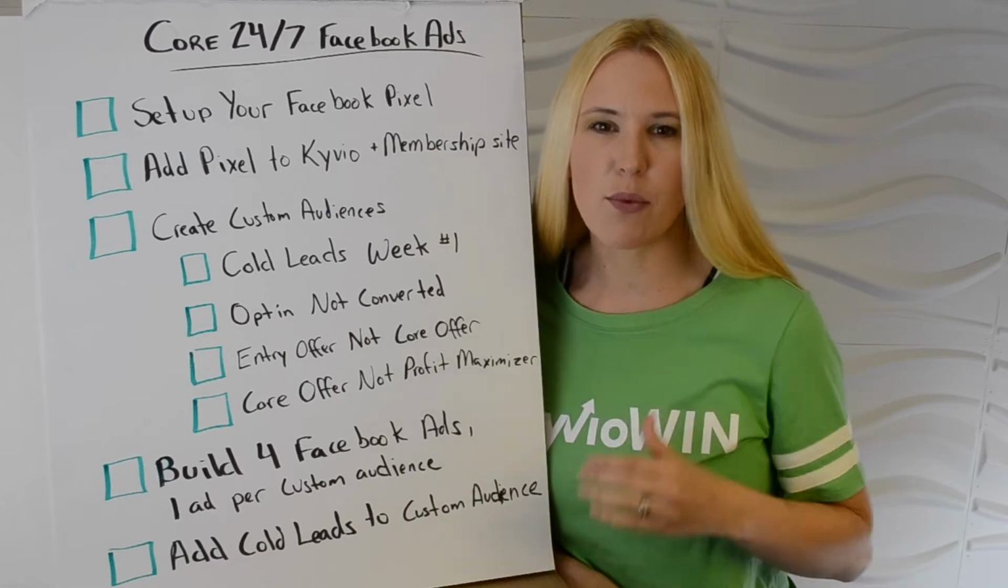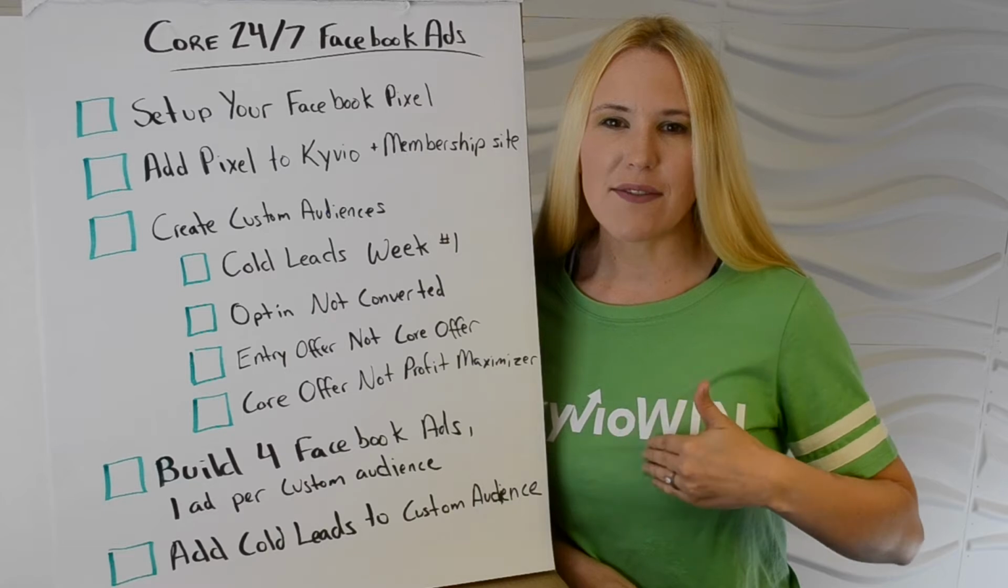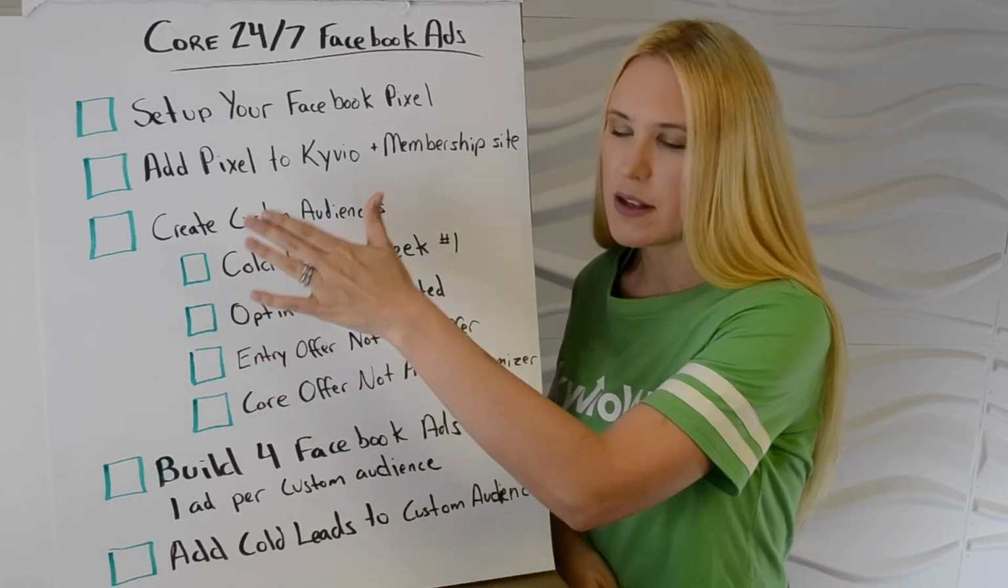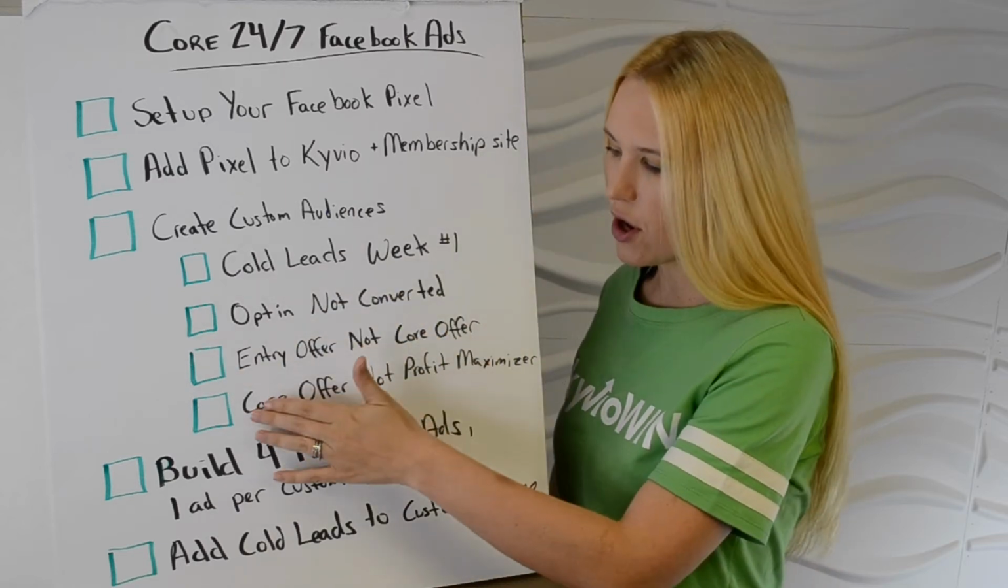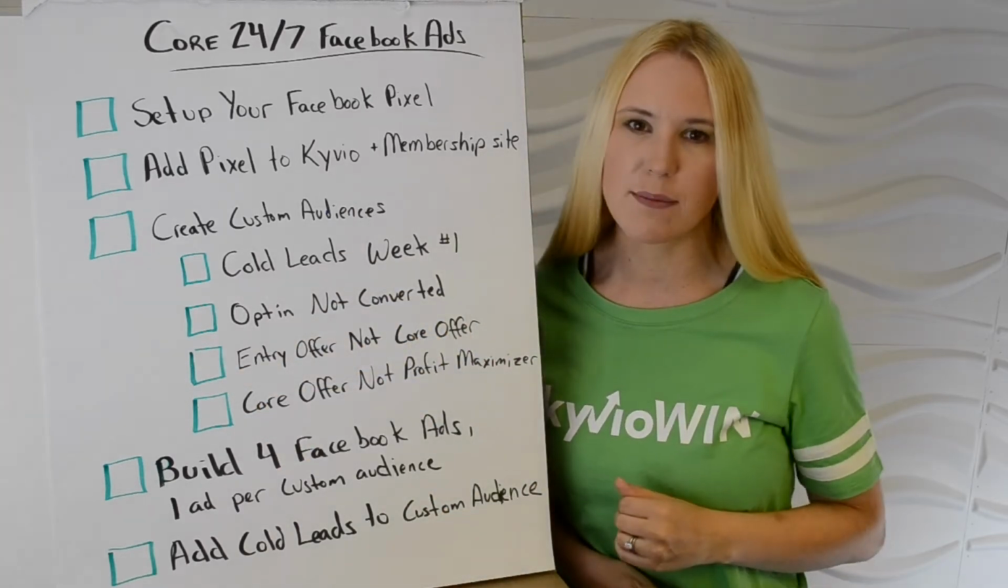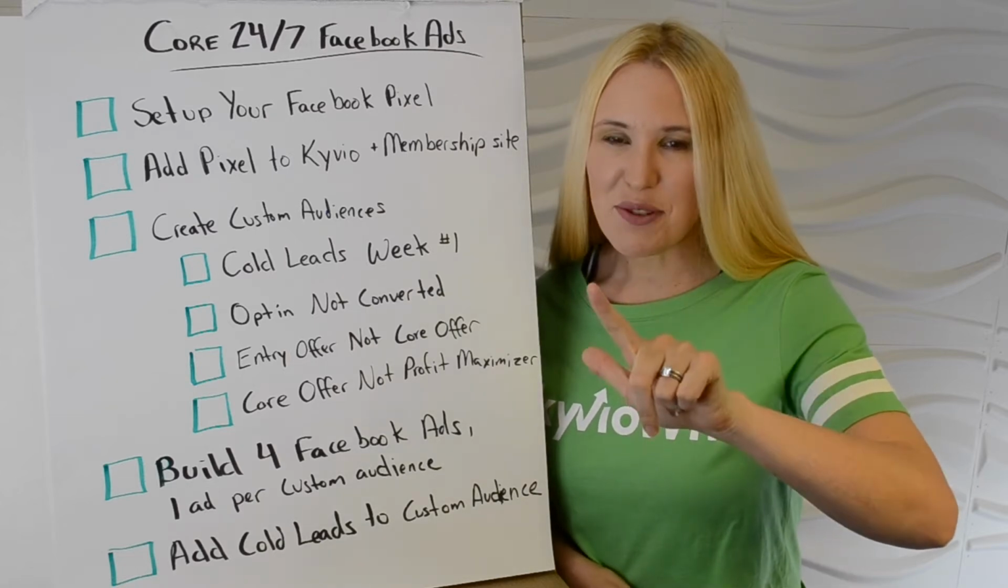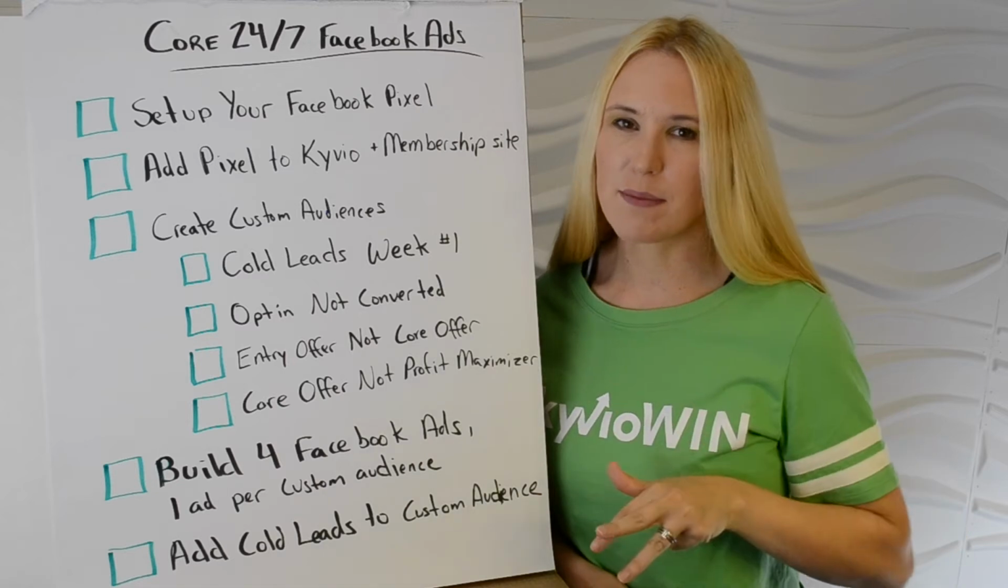If I take a clip of what we're doing right here, right now, to give them some value, and then call them to action to go to my opt-in page, to go to my entry point offer, to go to my core offer, to go to my profit maximizer. Those 4 ads, that is what they're doing: opt-in, your entry point offer, your core offer, and your profit maximizers.